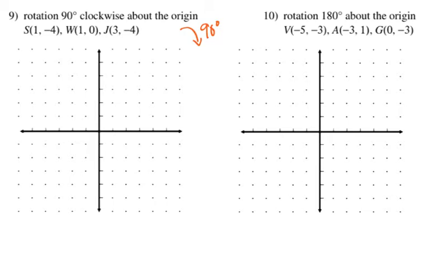S is at 1, negative 4. W is at 1, 0. And J is at 3, negative 4. That's J. SWJ. Maybe this is triangle SJW. That's something going around in the news.